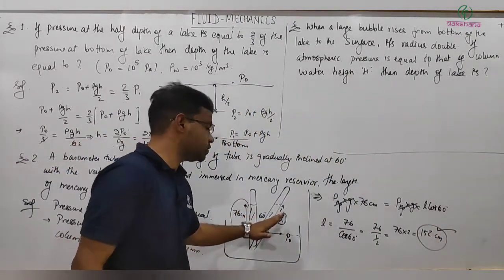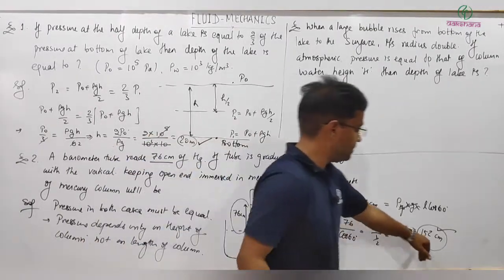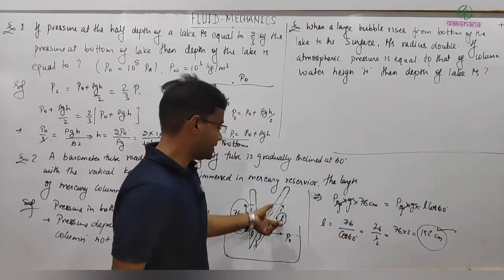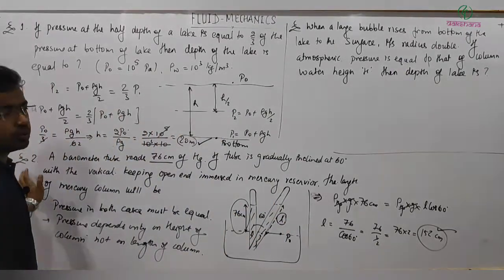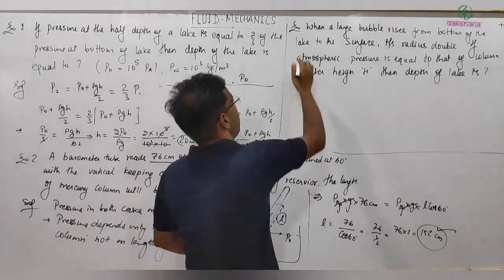So if you are tilting the tube, the length of the column will change to 152 centimeter, but the height will still remain the same. This is problem number 2. Next one, question number 3.